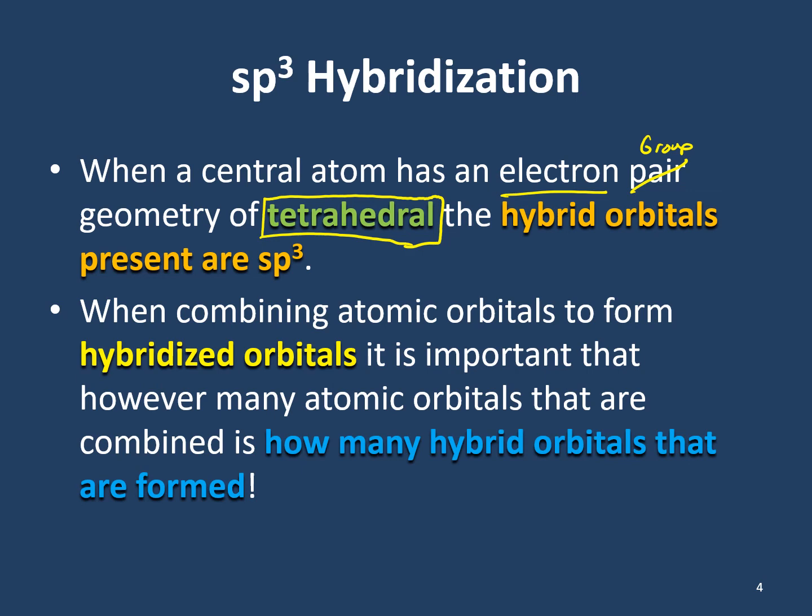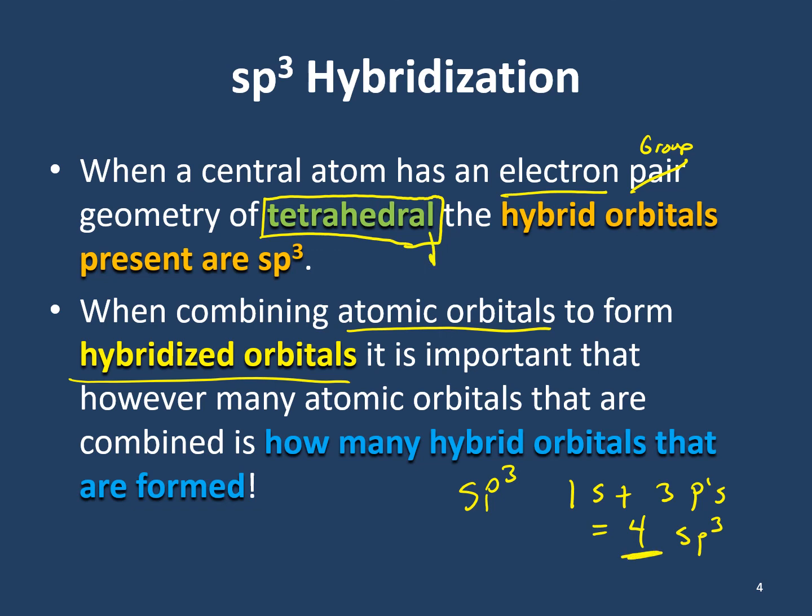More importantly, when we combine atomic orbitals to make hybrid orbitals, however many orbitals we mix together, that's how many hybrid orbitals are going to be formed. So in sp3, we mixed one s with 3 p's. That means 4 orbitals are being mixed together. I got 4 sp3 hybrid orbitals when I did that. And this 4, if we remember how many groups of electrons are around a tetrahedral, is also 4. There's no coincidence there. That's by design.